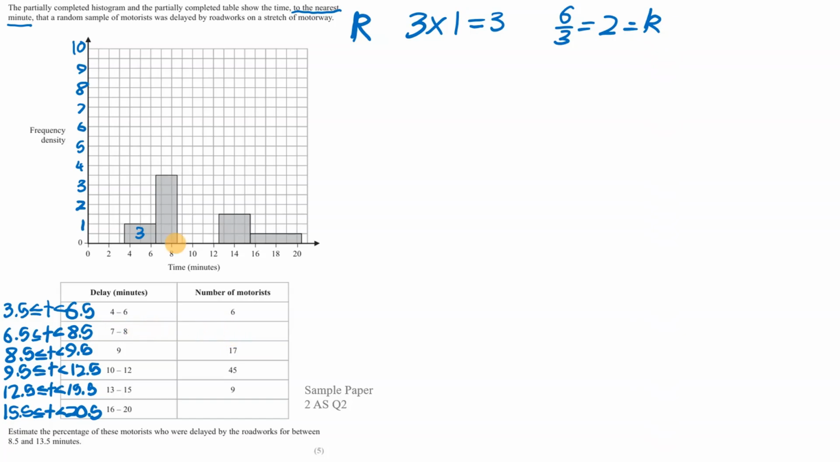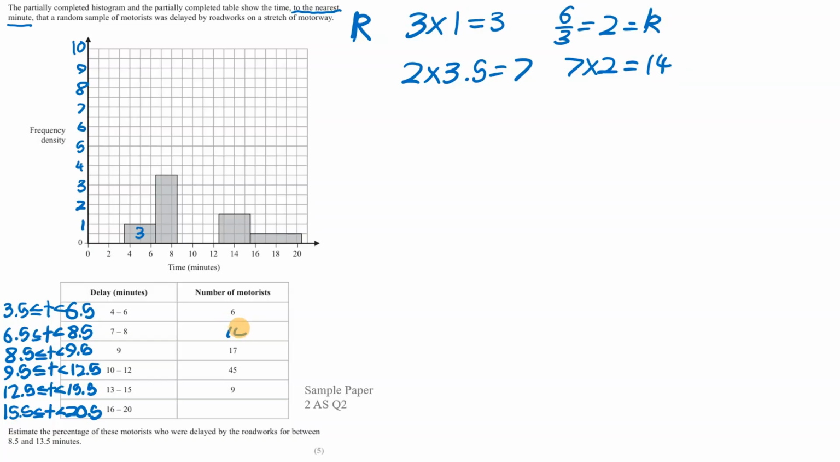So the 7 to 8 bar is this here. You can see it starts at 6.5 and it ends at 8.5, so therefore the width of it is going to be 2, and this is multiplied by the height, and you can see that it comes up to 3.5. So it's 2 times 3.5, which is equal to 7. Now k is 2, so we need to do 7 times 2 to get the frequency, which is 14.